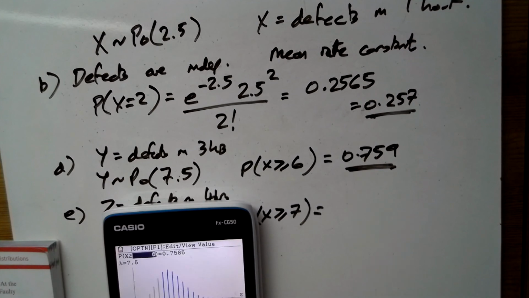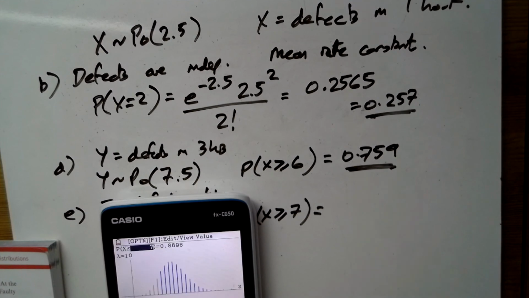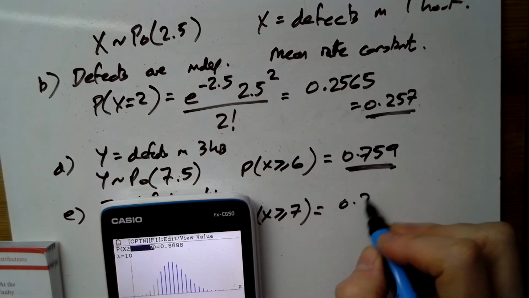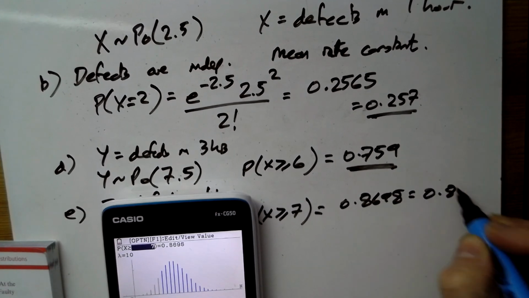I could probably just go back and change this, can't I? Just go back one level. Mean's now 10. X is now 7. And that's giving me 0.8698. So I'll round that to 0.870.